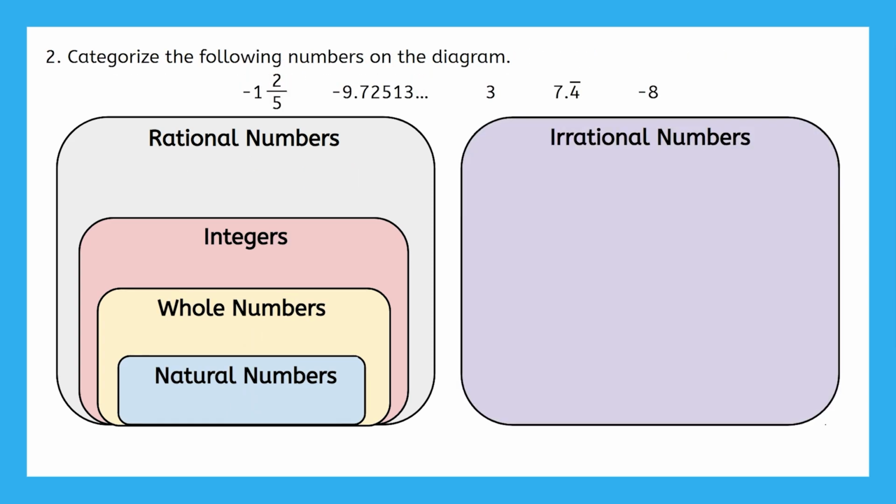Try one more example. Pause the video here to categorize the following numbers on the diagram. Remember, rational numbers might fall into other categories too. If a number fits into more than one category, record it in each place it belongs.